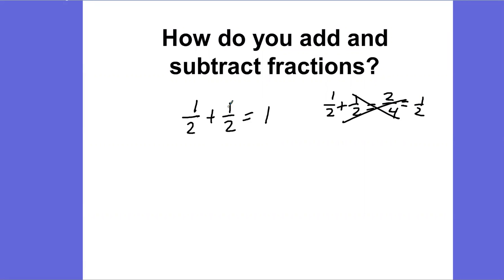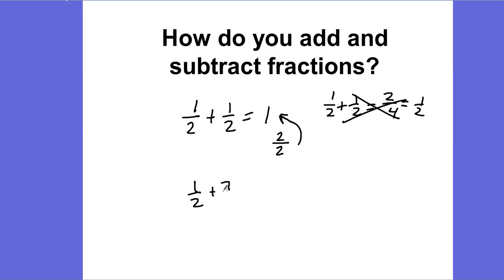So 1 plus 1 would be 2, and you keep that same denominator 2, and you need common denominators when you add and subtract fractions, and 2 over 2 is the same thing as 1 whole. 2/2 is 1 whole. Let's do a slightly more challenging one.